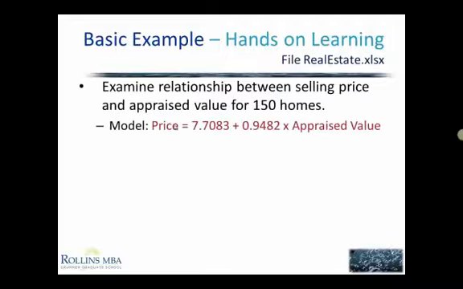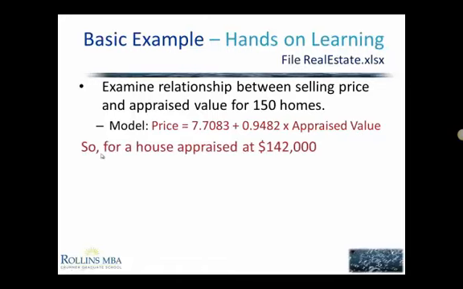So how do we build all of this into our results, into what we can say about the relationship between these two variables? A model equation, if we pull those two coefficients out, is that price is equal to 7.7083 plus 0.9482 times the appraised value. And again, this will all be in the units of our original data, so price in thousands of dollars, appraised value in thousands of dollars.